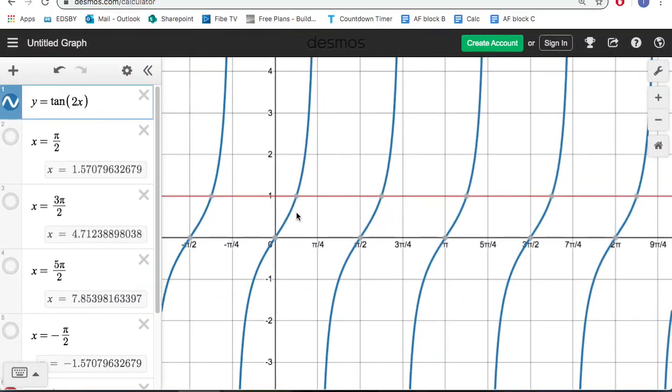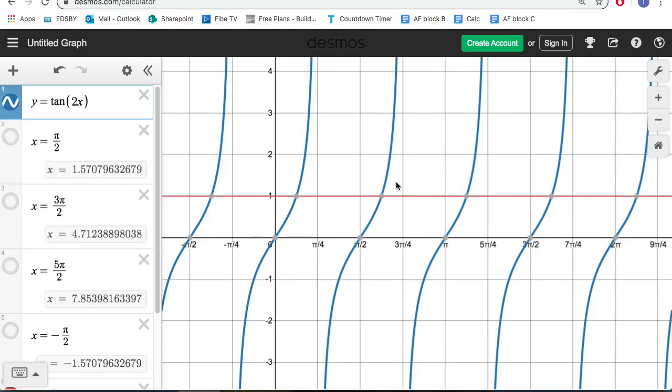So if you look at this graph, we have found this answer, right? Pi over 8 is an angle that if we plug it into this equation, then we get a tan ratio of 1. And also 5 pi over 8 is an angle that if we plug it into this equation, we get a tan ratio of 1. But we want all the answers between 0 and 2 pi. So not only do we need these two answers, but we also need this answer and this answer.